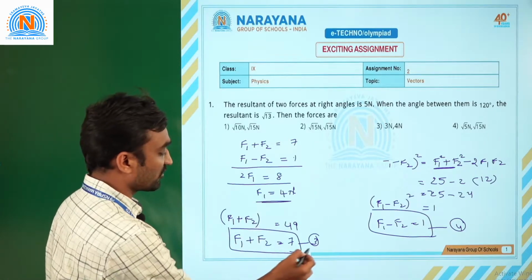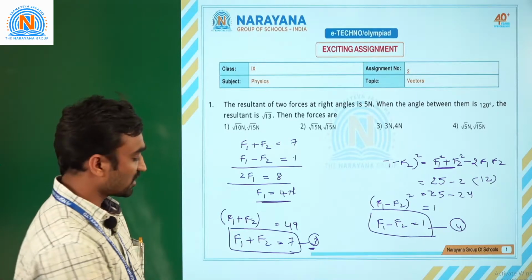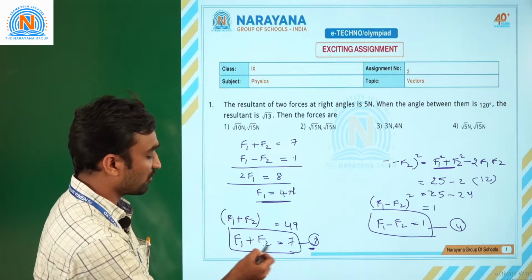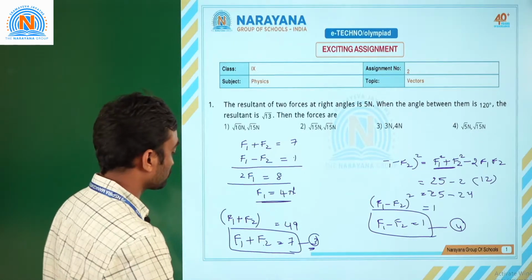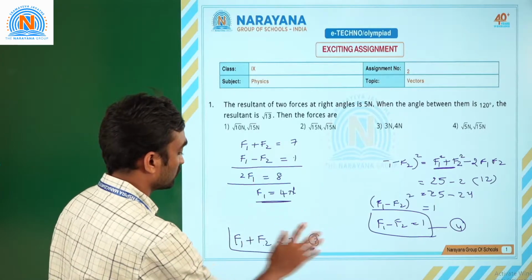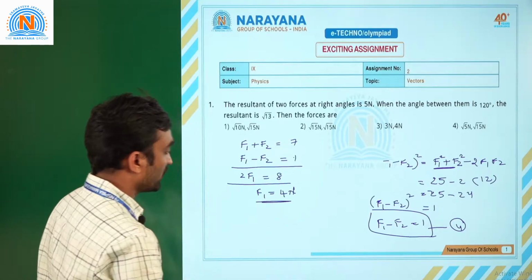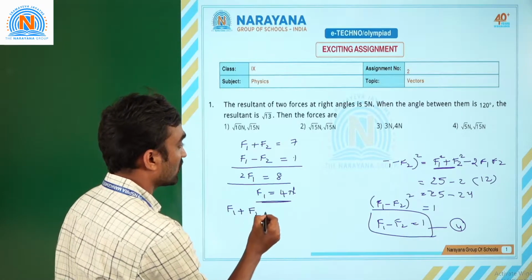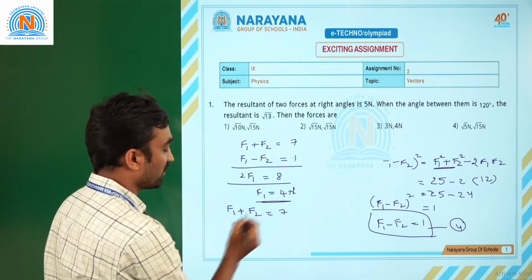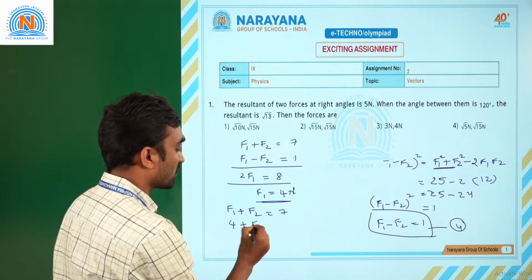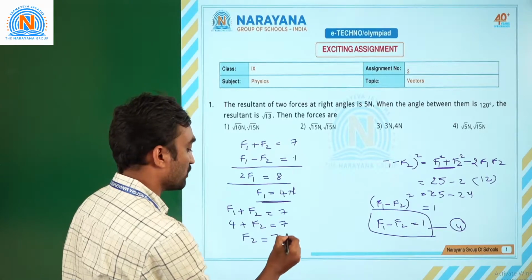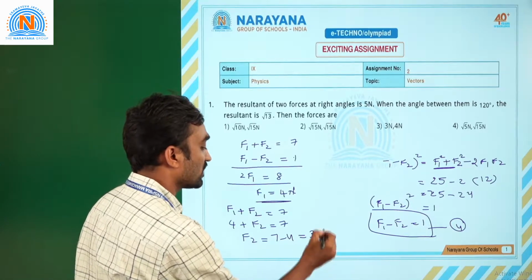See this equation, equation 3. From equation 3, substitute the value of f1, that is 4. 4 plus f2 equal to 7, right? So we got f1 plus f2, that is 7. What is the value of f1? That is 4. 4 plus f2 equal to 7. From this, f2 equal to 7 minus 4, that is equal to 3 Newton.